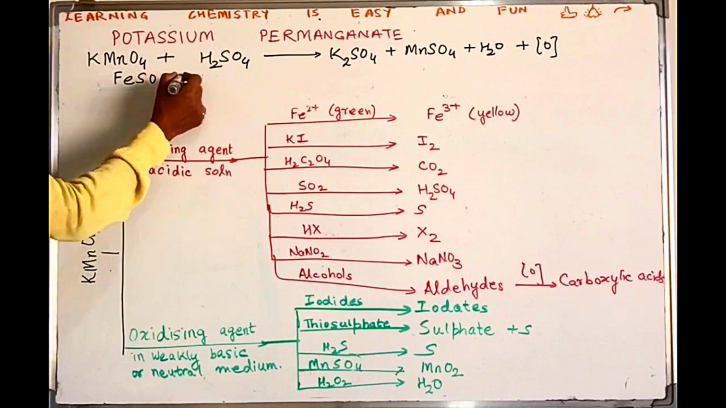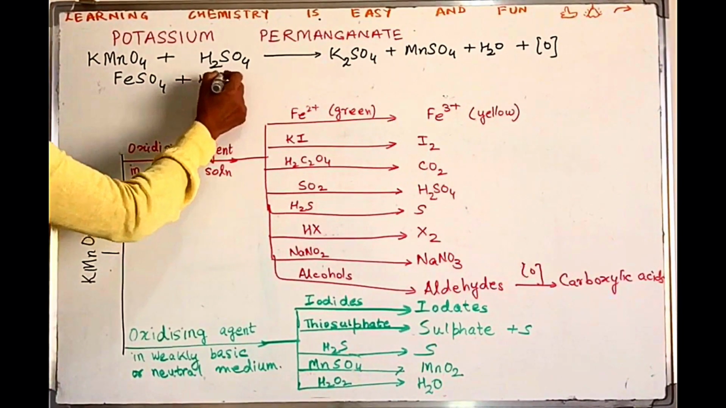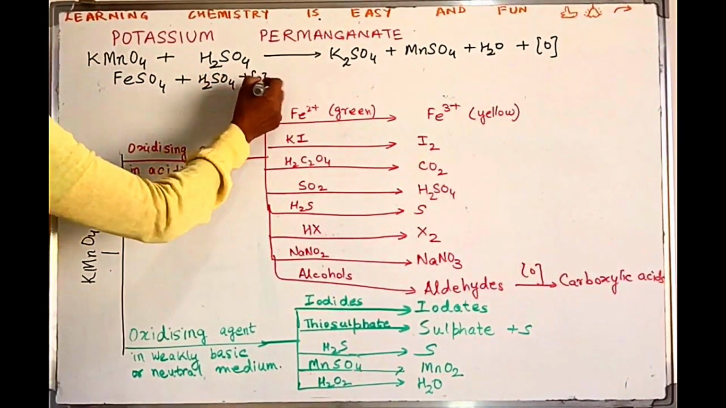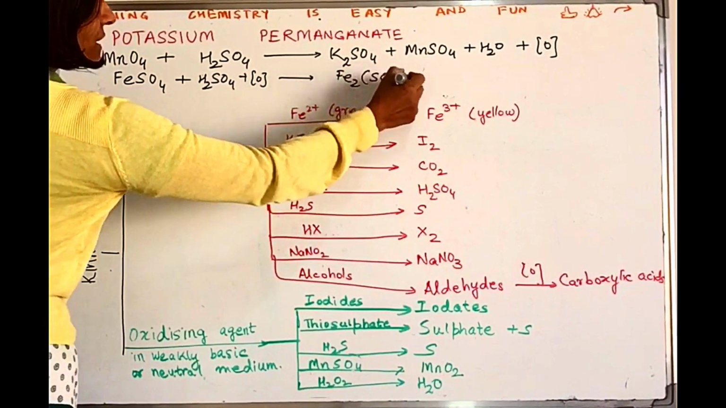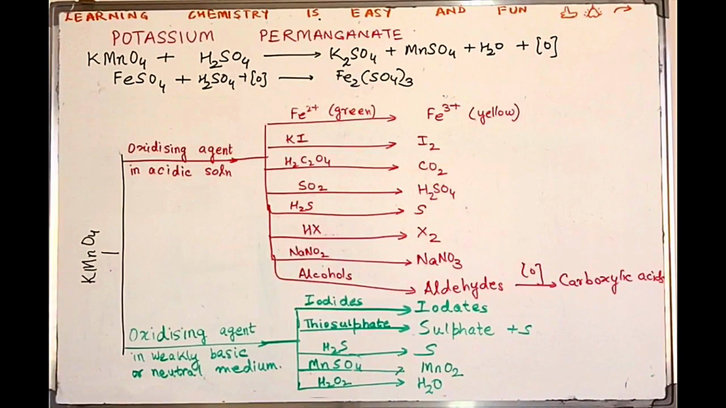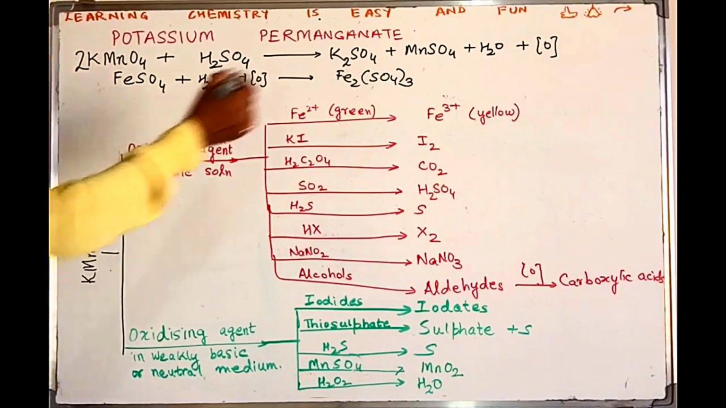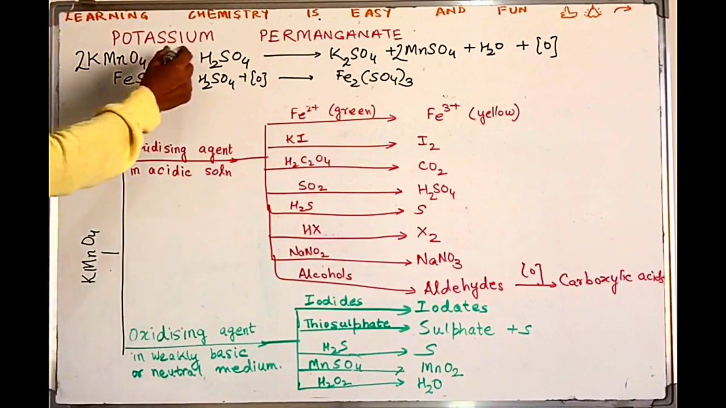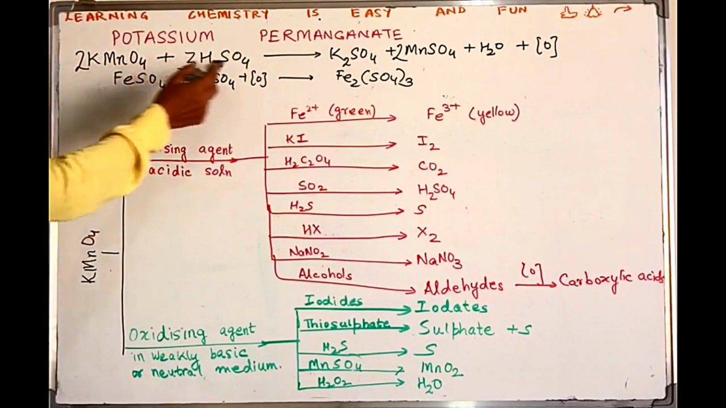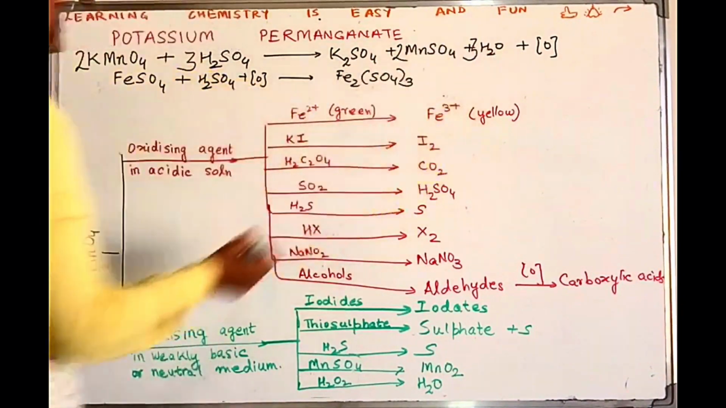So we take a ferrous salt, it's an acidic medium, H2SO4 plus nascent oxygen gives you Fe2(SO4)3. Correct? Now this is not our final equation. We will get the final equation by adding the two of them. But before we go on to do that, let us balance them. So potassium, we've got 2 over here, manganese is 2, so leaves me with 2 and 1, 3 sulfate. So we've got 3 over here, 3 times 2 is 6, 3 times 2 is 6.